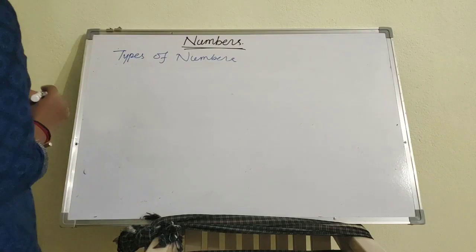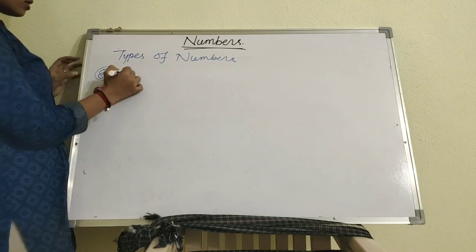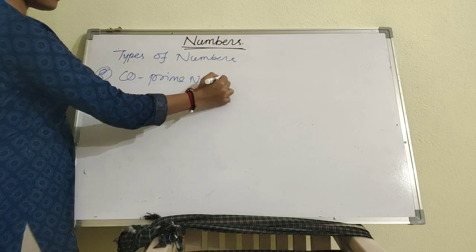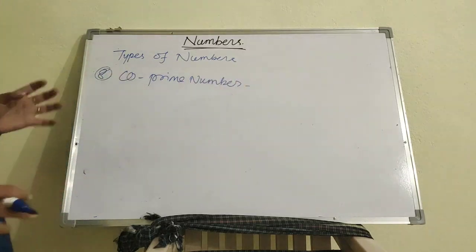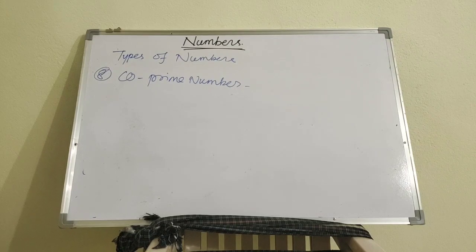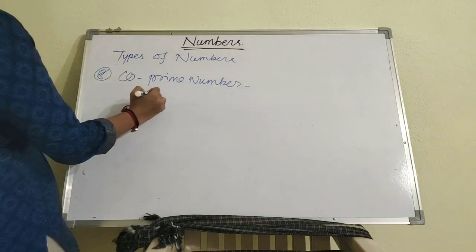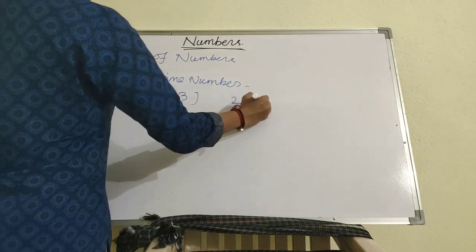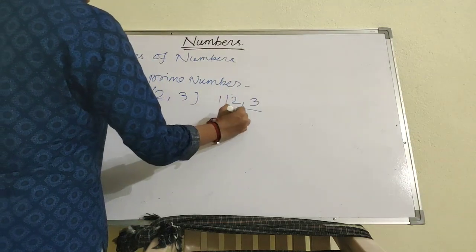Next is the co-prime number. So how do we find out a co-prime number? Two numbers are co-prime if their HCF is 1. For example, 2 and 3 are co-prime numbers because the HCF of 2 and 3 is 1.